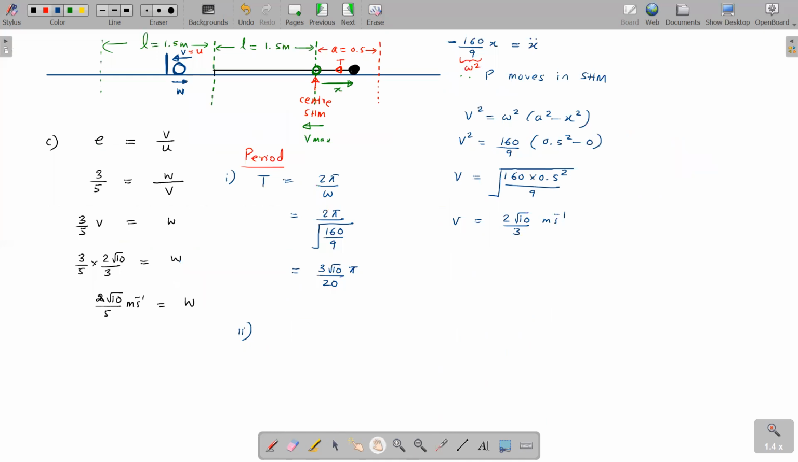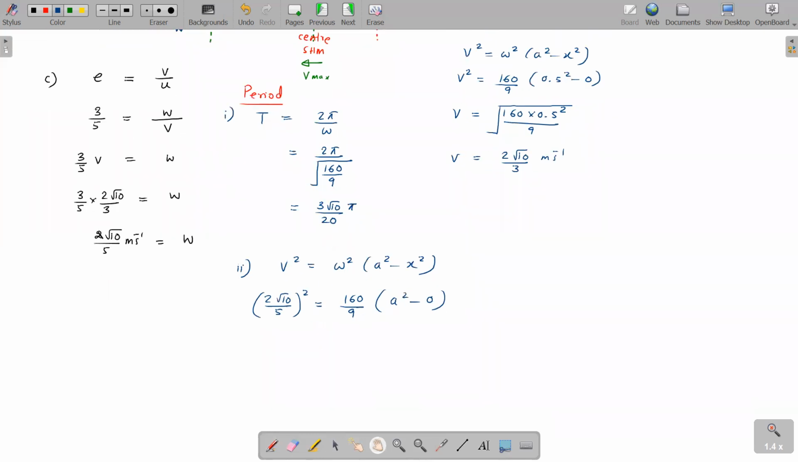Okay, how do we find the new amplitude? We can again use V square equals omega square (a square minus x square). So V is the new speed, that is the W we found over here. Can you see? The W is (2 root 10 over 5) whole thing square. Omega square is 160 over 9, right? Into a square, x is 0. Amplitude is what I'm trying to find. Under the new speed, what's the new amplitude?